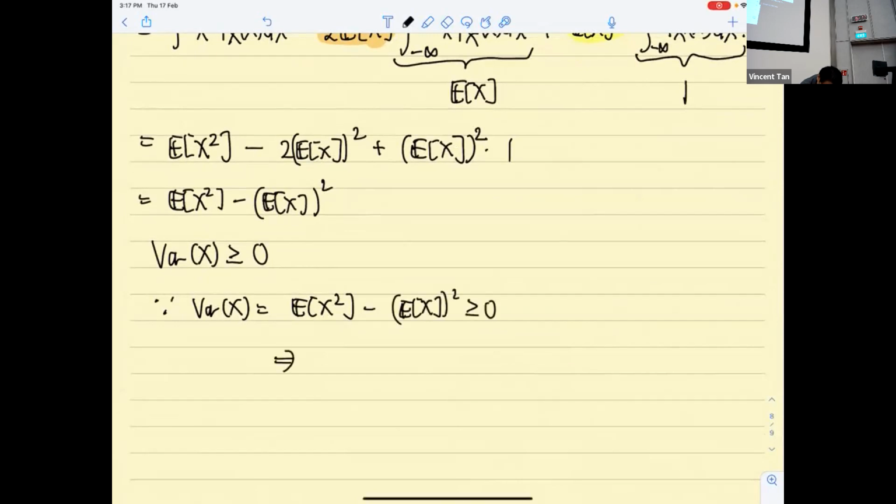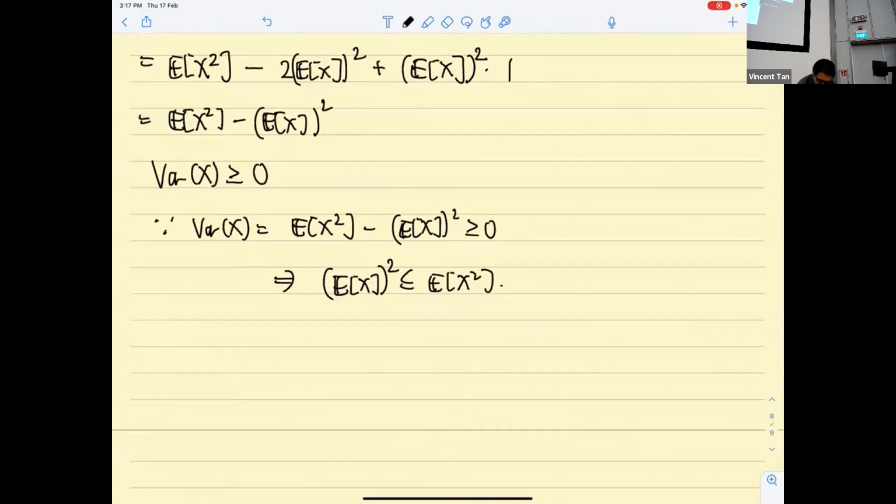This actually means that the first moment squared is less than or equal to the second moment. But this is just some small relationship. I'm not sure whether we will use this or not. And this has a name also. This is called the Cauchy-Schwarz inequality. So here are some very basic relations. Then we'll do some examples. We need to go through all these things.